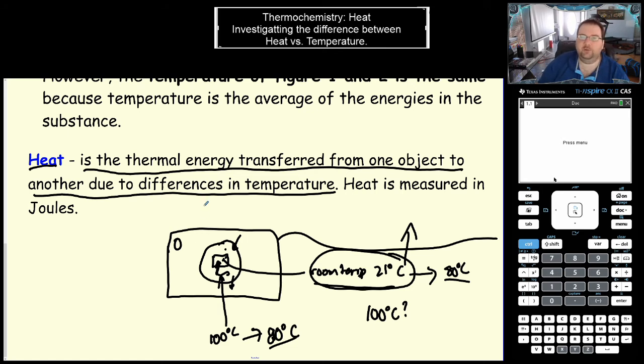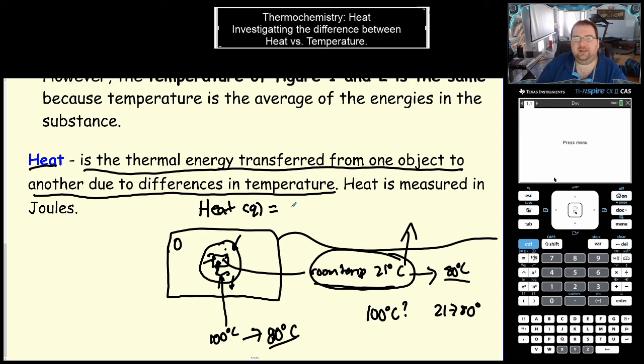And there's going to be a formula that we use for this, which we're not going to get into today. But if we're trying to figure out exactly how much heat went from my hot plate into the copper piece, the symbol for heat is Q. How much heat was transferred into my copper piece to get it from 21 degrees to 80 degrees? How much heat did that take?